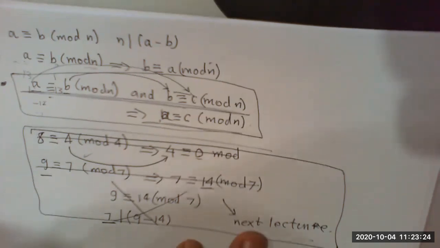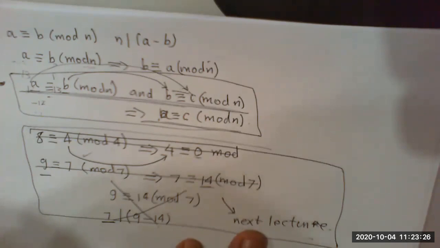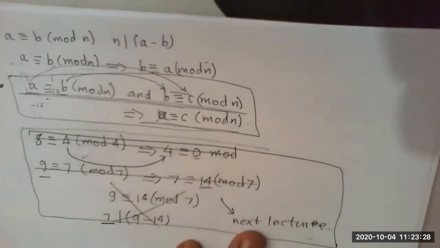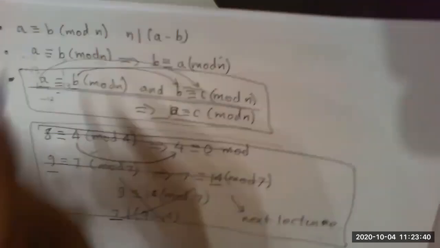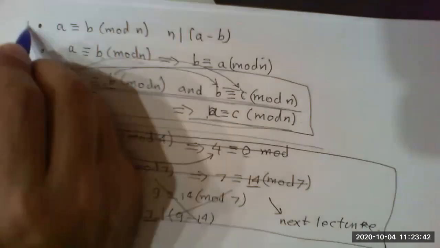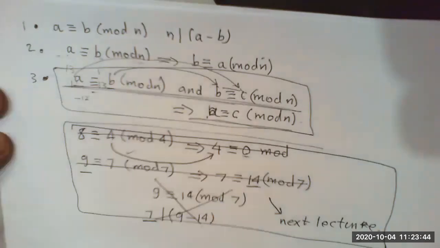Let me move to the next slide. I told you about these 1, 2, 3 properties. Let me move to another paper just to get rid of this one. And there are 1, 2, 3 other properties.